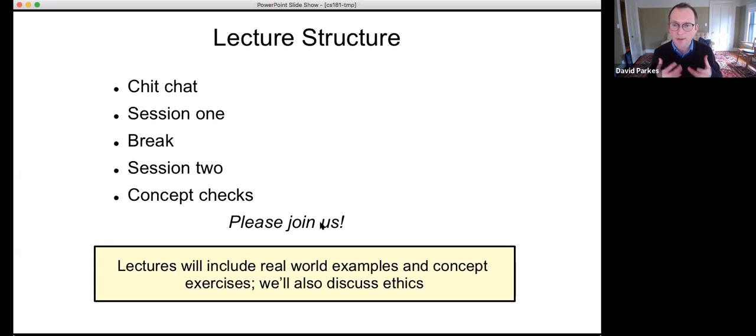You might be wondering what a typical lecture will look like. So a typical lecture is going to be chit-chat between me and Finale. And then we'll break up the session into 2 sessions. There'll be a little short break in between where you can hang out in breakout rooms and chat with your friends or make new friends. And then there'll be concept checks at the end. We'd love you to join us for live lectures if you can.